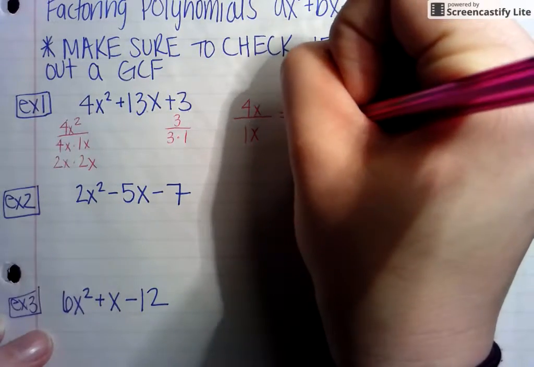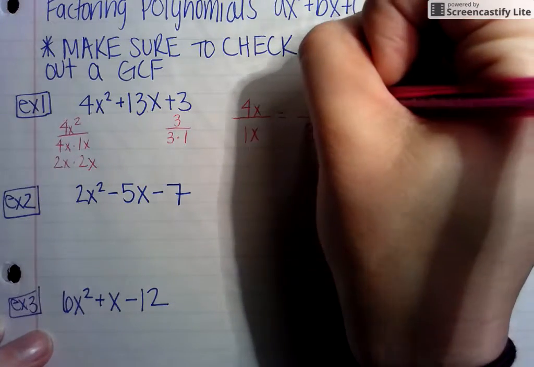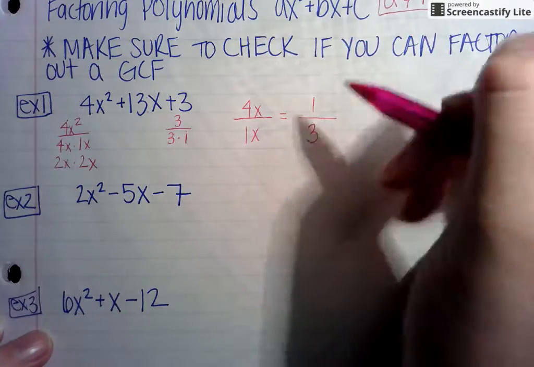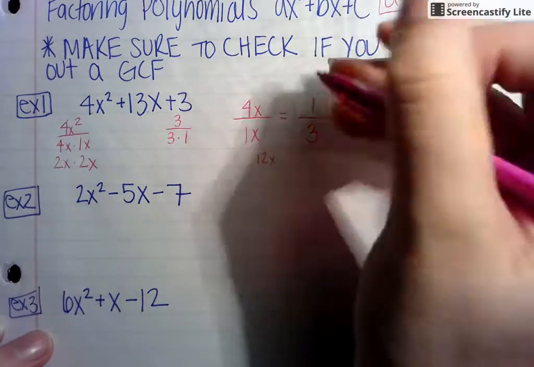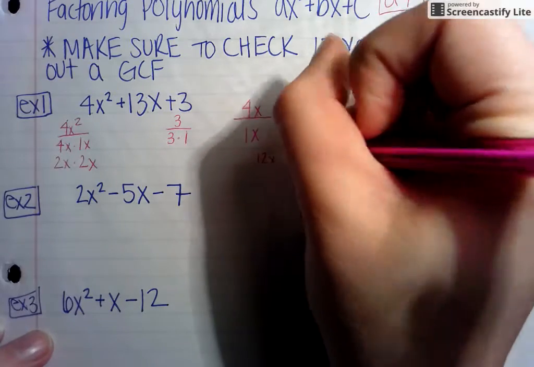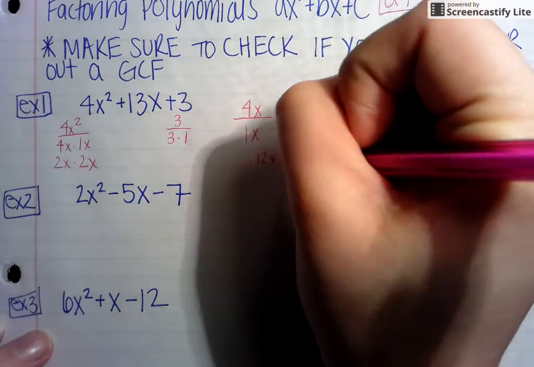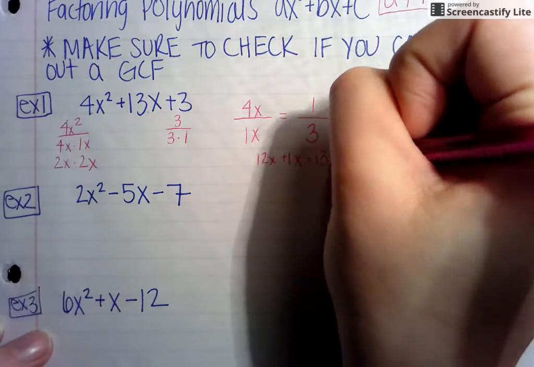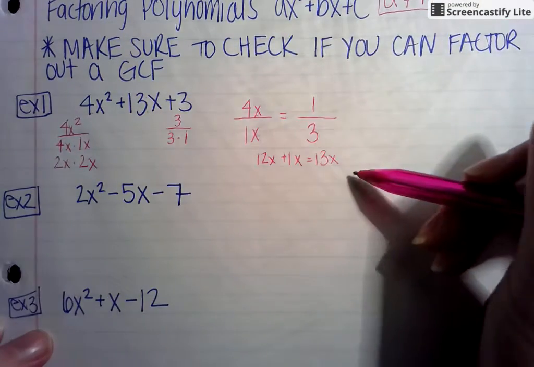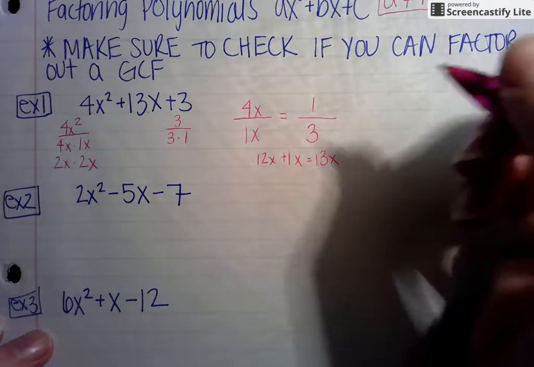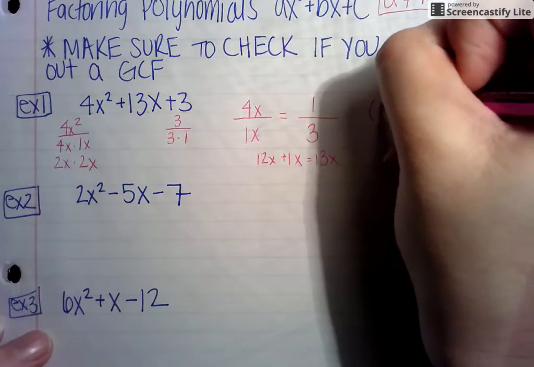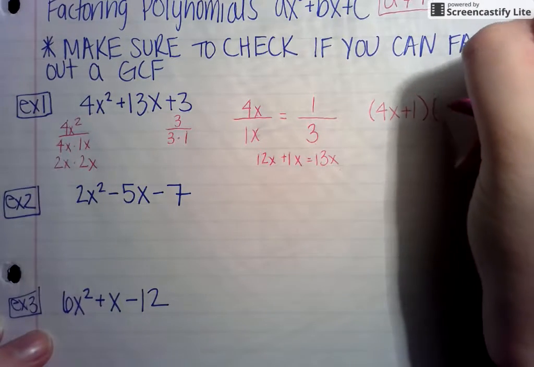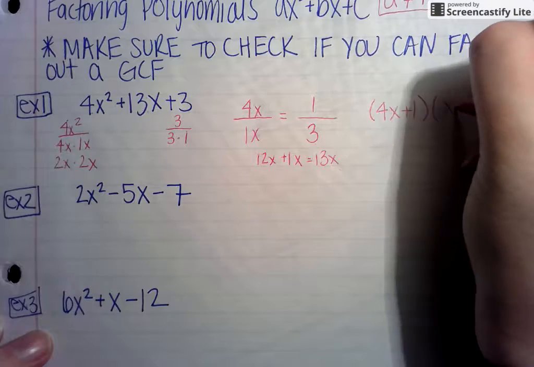So what I would do is put the 3 on the bottom, put the 1 on the top, and I would say to myself, okay, 4x times 3, that gives me 12x. 1x times 1 gives me a plus 1x. So if I add those together, I'm going to get my middle term, my b term, or my b value of 13x. So how to write your two binomials, it would be 4x plus 1 times 1x, or x plus 3.